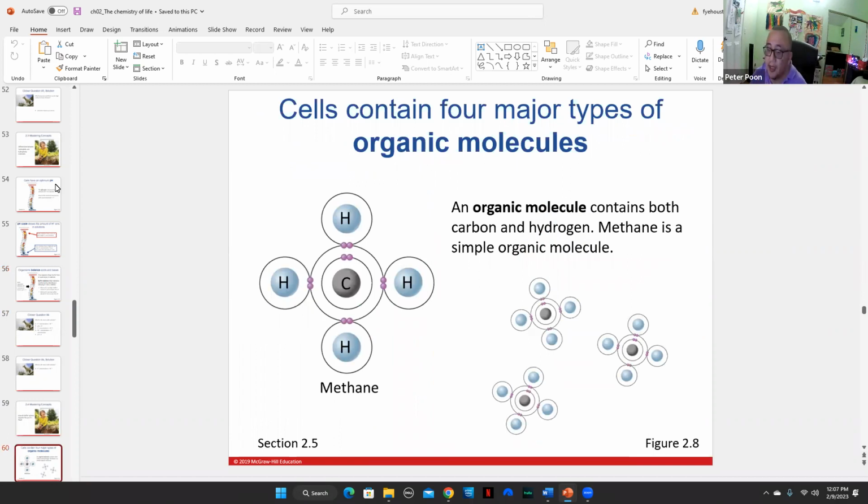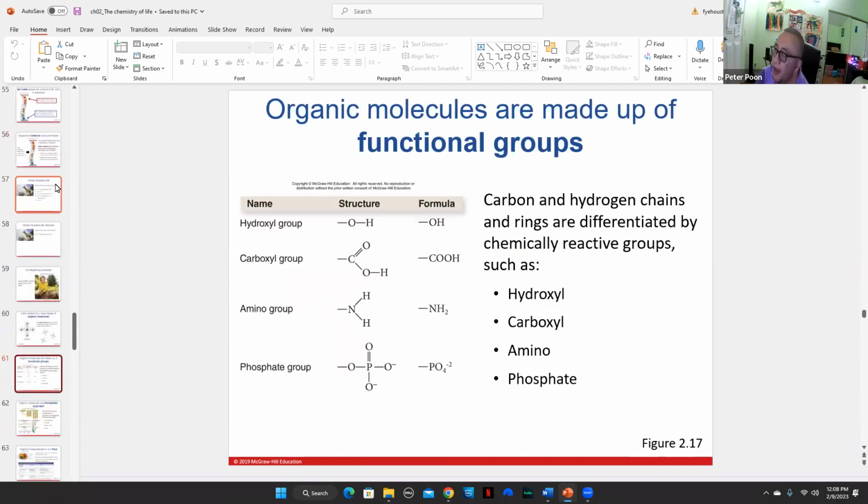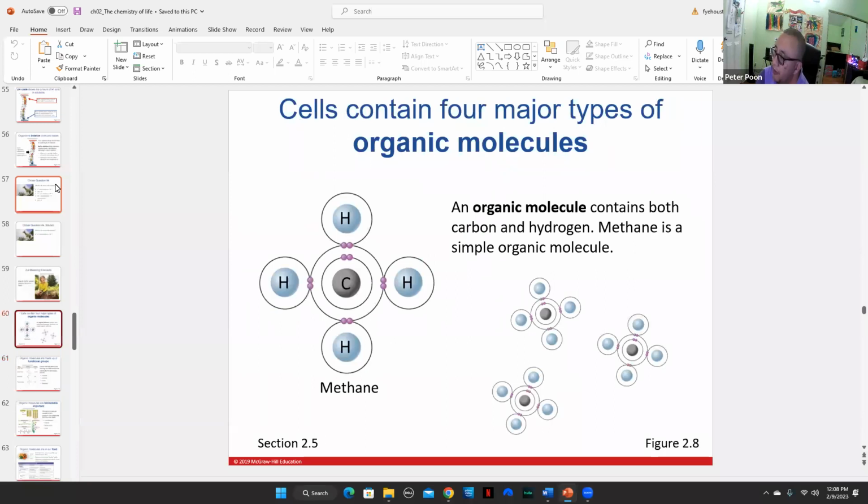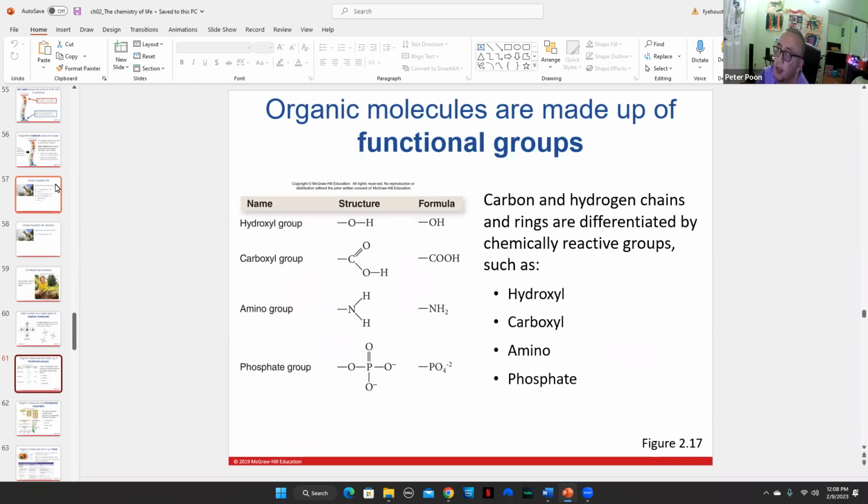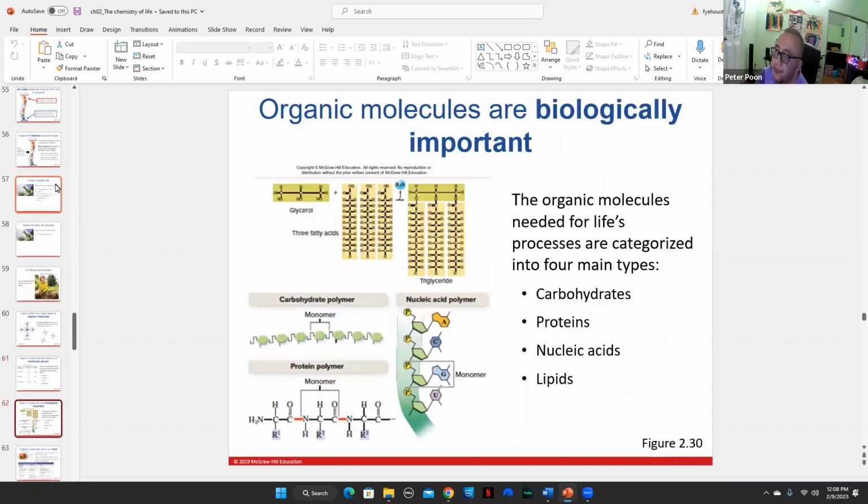The next section really is a quick primer on organic chemistry. Organic molecules, by definition, have to have carbon and hydrogen. Methane is the most simple organic molecule. It doesn't get any simpler than that: 1 carbon, 4 hydrogens. We'll skip the functional groups. Organic molecules are biologically important, and there are 4 main types of biological molecules.